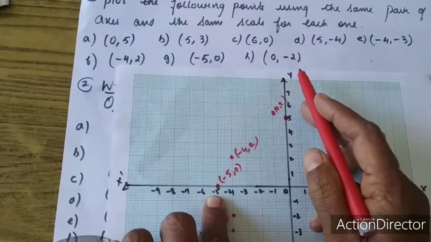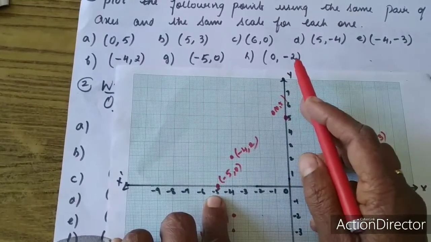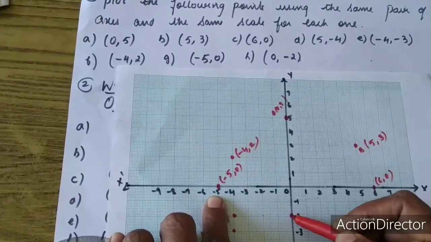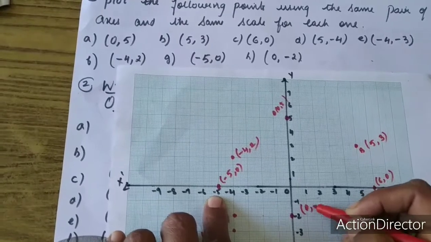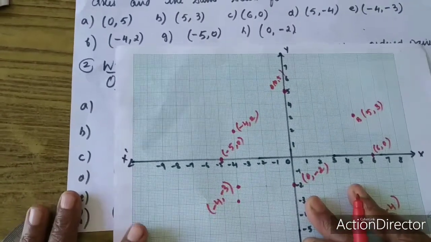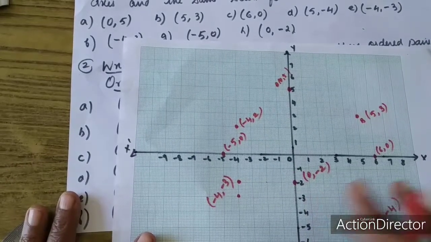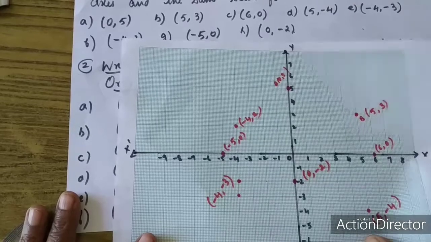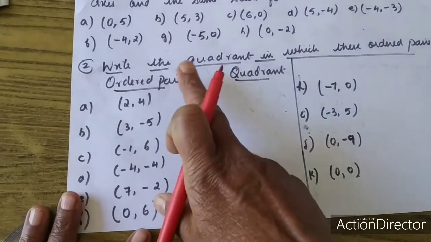Next, 0, -2. Here, x is 0 and y is -2. So, you see it is lying on the axis. This is how you plot the points. First, you should learn how to plot the points nicely. Now, let us move on to the second question.